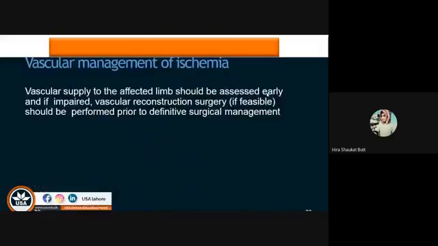How to do the vascular management of ischemia? Obviously, vascular management of ischemia has been discussed in the peripheral arterial disease section. They say that the vascular supply to the affected limb should be assessed early, and if there is impairment, then vascular reconstruction surgery or a visit to the vascular surgeon is always advised.